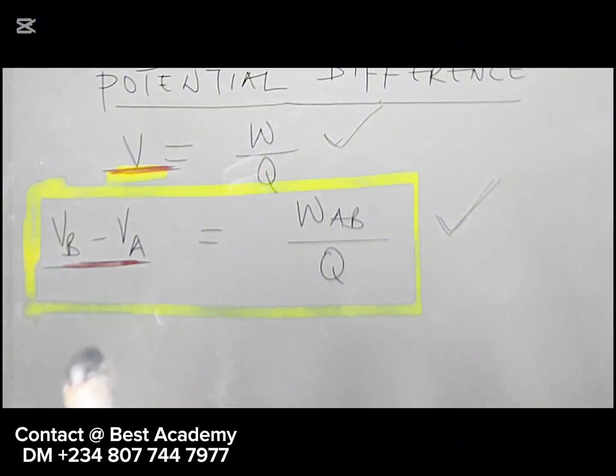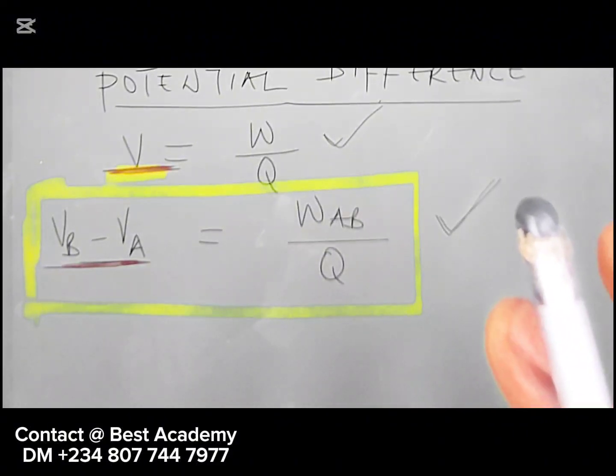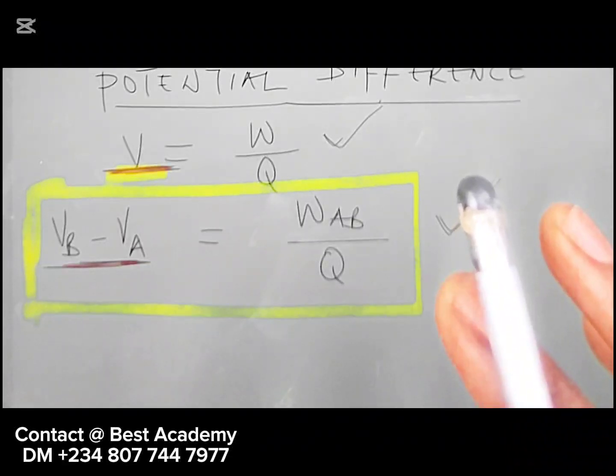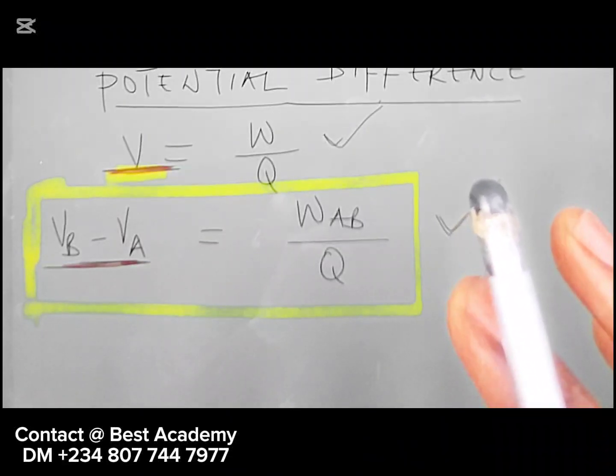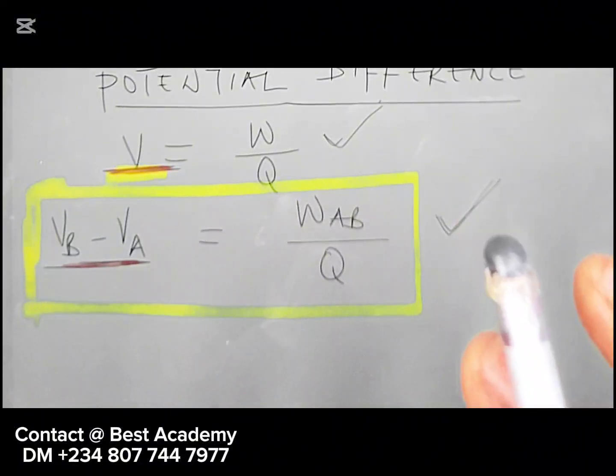I'm sorry for that. Now let's take some questions in terms of electric potential and potential difference. But before we take a question, there are some things you have to know, and those things are going to be exposed in part 2 of this video. There is also a formula for potential difference or electric potential relating it with distance. We are going to consider that in part 2.